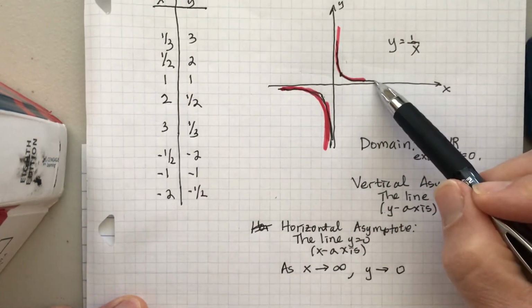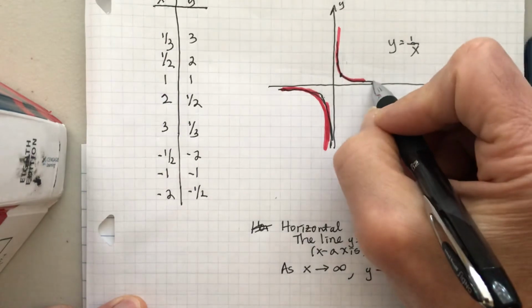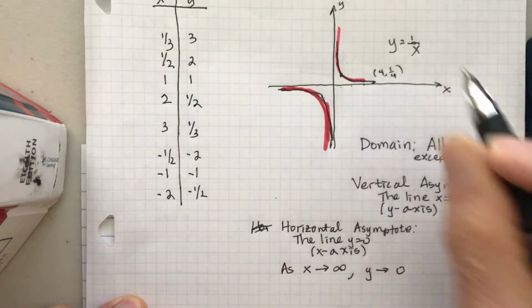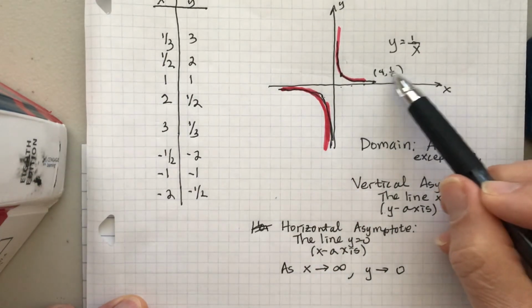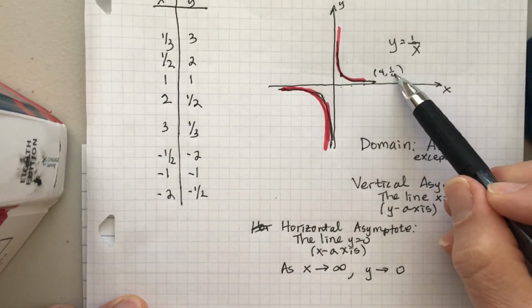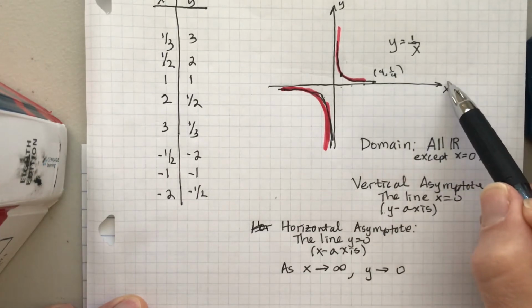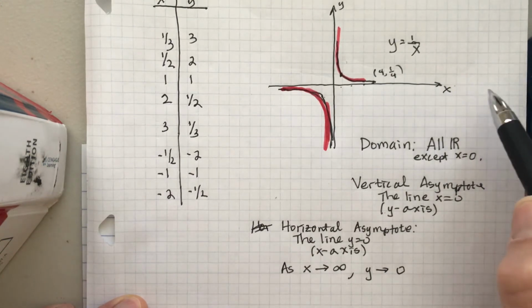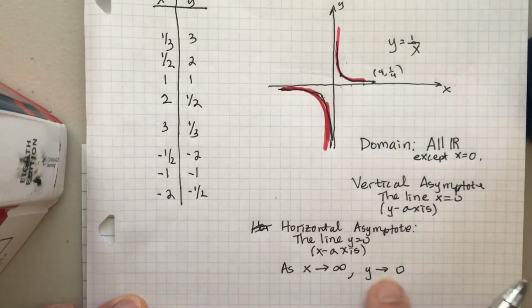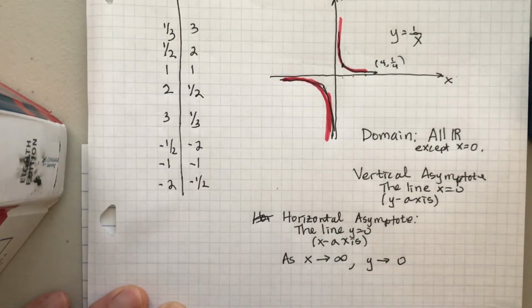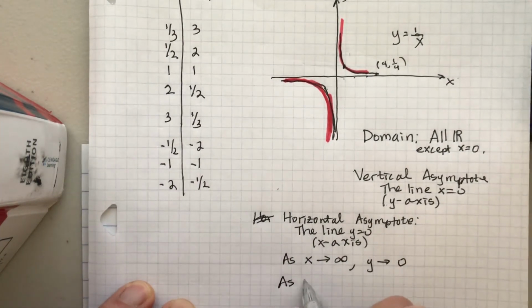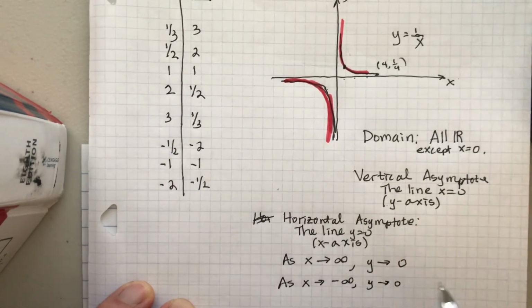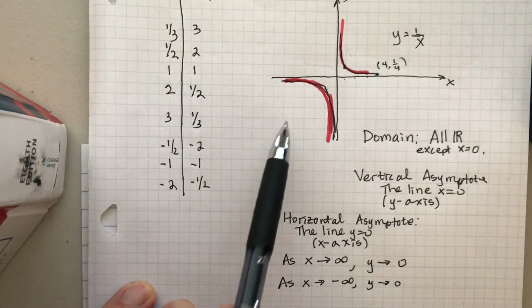If I look at, say, this point right here, this is the point 4, 1/4. As x gets larger, y gets closer to 0. If I go farther out, I'll have x is 10, y is 1/10. Even farther, x is 100, y is 1 over 100. The y value gets close to 0. It does not equal 0, it gets close to 0. As x approaches negative infinity, y also approaches 0. This is the meaning of a horizontal asymptote.